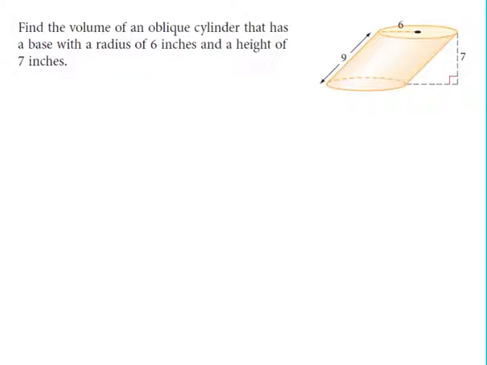And the height is 7. So here we go. The area of the base will be 36 pi, times 7, will be a total of 252 pi inches cubed.